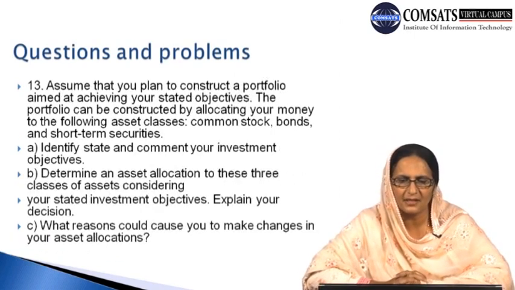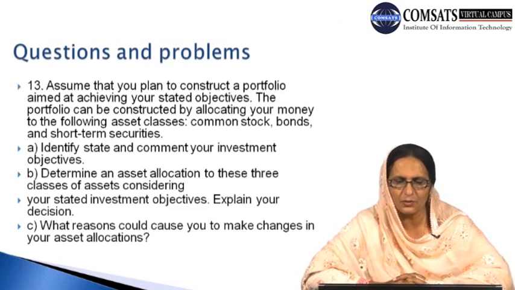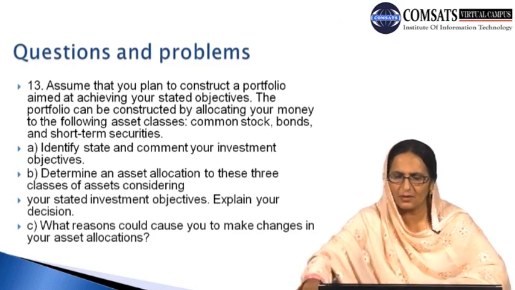Assume that you plan to construct a portfolio aimed at achieving your stated objectives. The portfolio can be constructed by allocating your money to the following asset classes: common stock, bonds, and short-term securities. First, identify, state, and comment on your investment objectives. Second, determine an asset allocation to these three classes of assets considering your stated investment objectives, and explain your decision. And what reasons could cause you to make changes in your asset allocation.